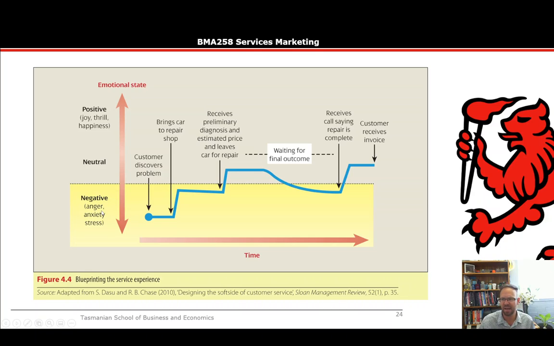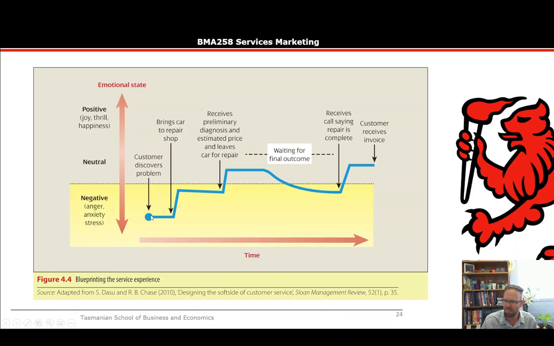Whether it's going to be anger, anxiety, stress. Probably angry that their car broke down, not really angry at us, but just angry at the situation. Anxious because they don't know what's happening, and then stressed because they need to be somewhere else, but they're not. So they feel the pressure of performing and that they can't do it, right? So we've got the customer discovers a problem, the car breaks down. Then they bring their car to a repair shop.